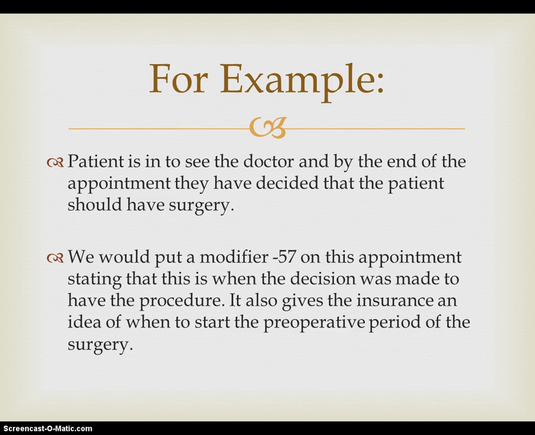a patient is in to see the doctor, and by the end of the appointment they have decided that the patient should have surgery. Well, our global package, or surgical package, includes preoperative, intraoperative, and postoperative periods. We need to know the day we decide to make that surgery so we can go into that preoperative period. That's what this modifier 57 is. We would put the 57 on this appointment saying that this is when the decision was made to have the procedure. It also gives the insurance company an idea of when to start the preoperative period for the surgery.